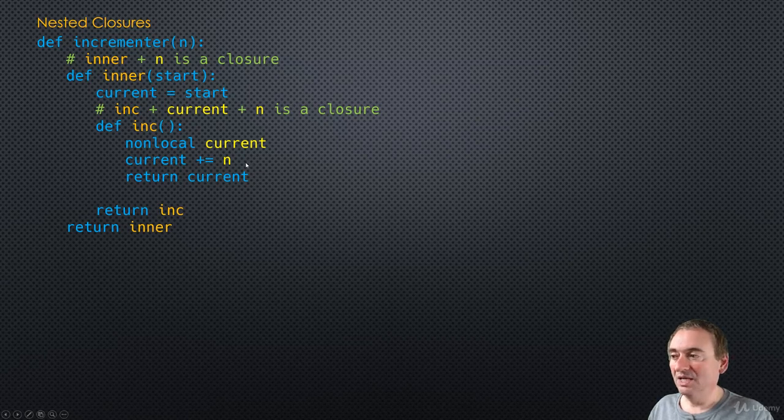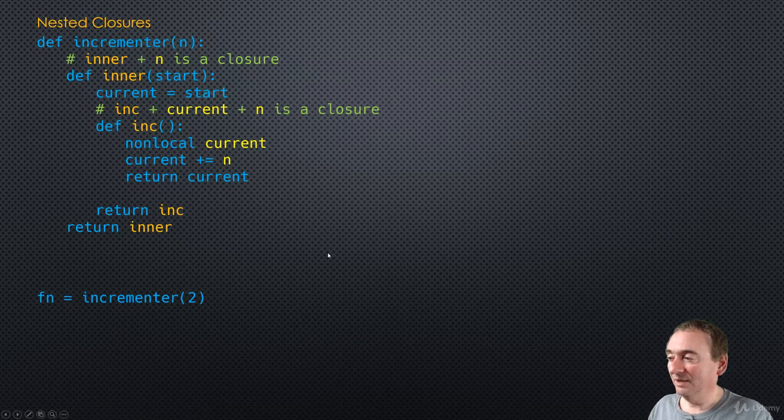That's the closure. Current lives here, and where does n live? n doesn't live in inner. n actually lives in incrementer. That's where it was defined. It was the parameter to incrementer. So this n and this n share the same cell, and this current shares the same cell, right? Should be pretty straightforward to understand what's going on.